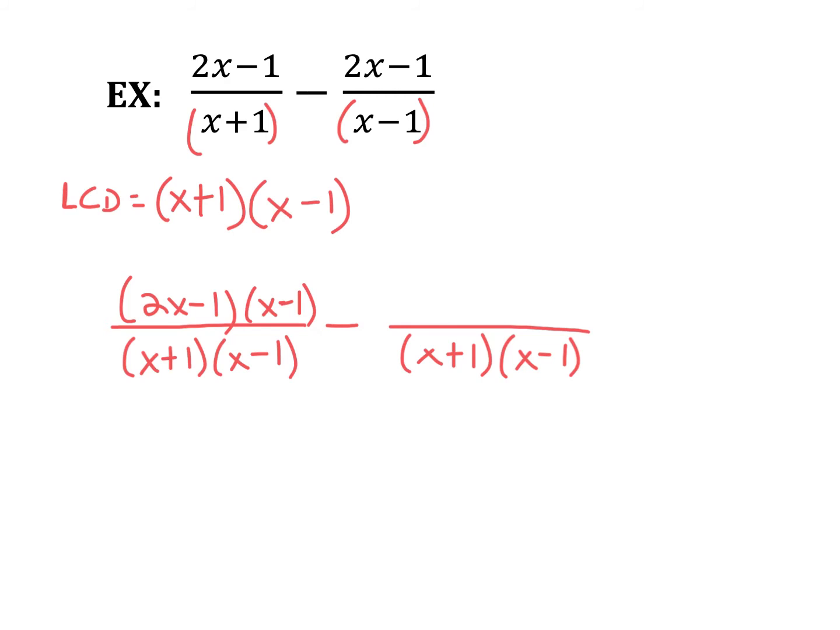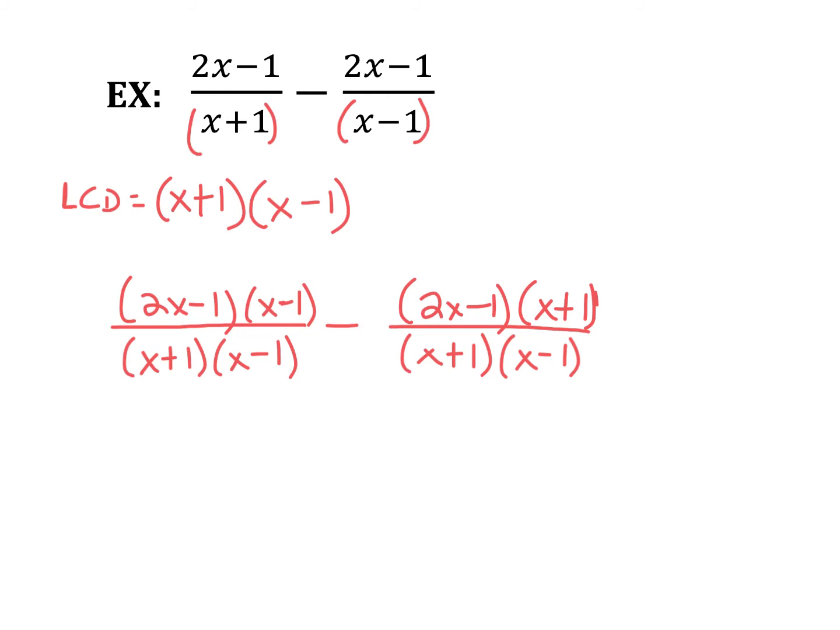So if we multiply our numerator of 2x minus 1 times x minus 1, this is what that will look like, and then we'll need to go through a similar process for this second rational expression. So to get from the original denominator in this rational expression of x minus 1 to the new least common denominator of x plus 1 times x minus 1, we need to multiply this denominator by x plus 1. So whatever we multiply the denominator by, we also need to multiply the numerator by. So we will multiply our numerator of 2x minus 1 times x plus 1. So this is what that will look like.